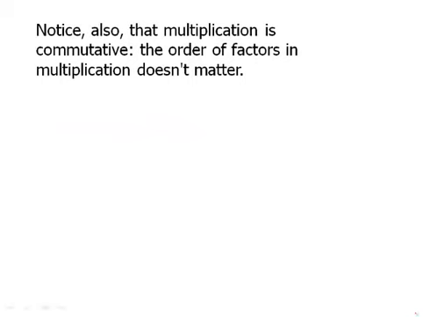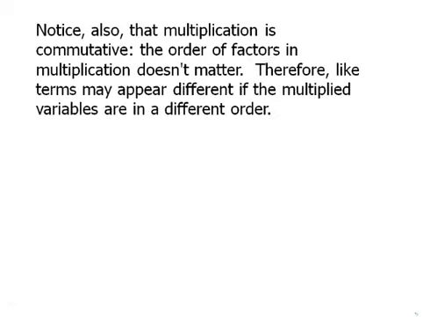Also, notice that multiplication is commutative. In other words, a times b equals b times a. You can switch the order around and it doesn't change the multiplication. So the order of factors in multiplication doesn't matter. Therefore, like terms may appear different if the multiplied variables are in a different order. So they're not really different, it's just a difference in appearance.